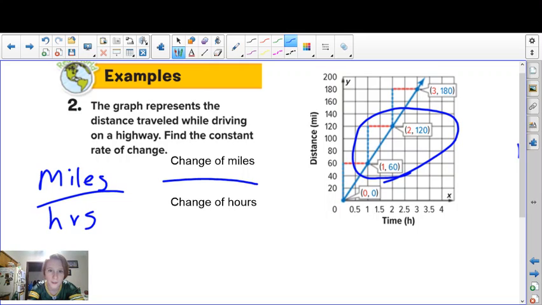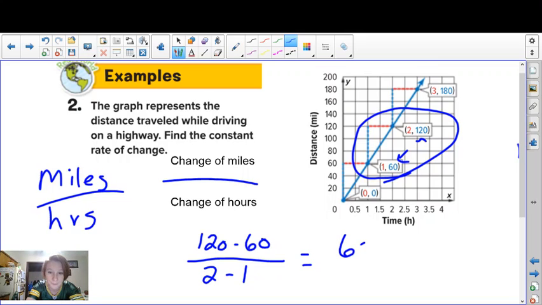So the change in miles. I stopped at 120 and I started at 60, so I'm going to take 120 minus 60. For the change in hours, it's still using those same guys. I ended at 2 hours and I started at 1 hour. 120 minus 60 is 60, and 2 minus 1 is 1.